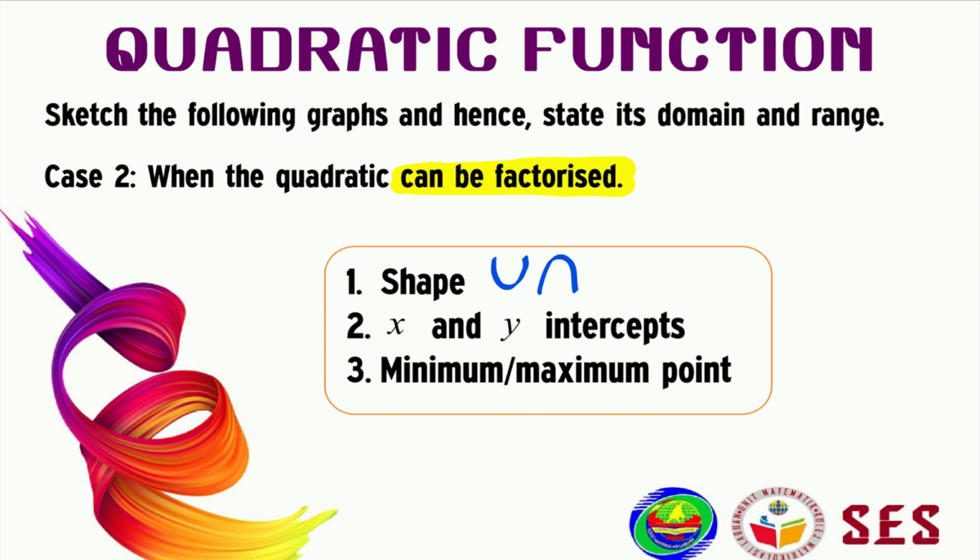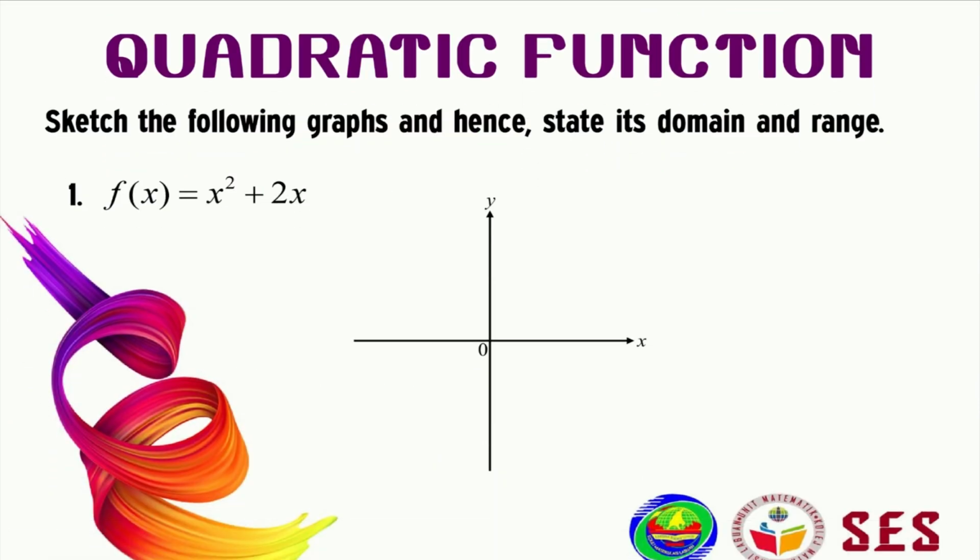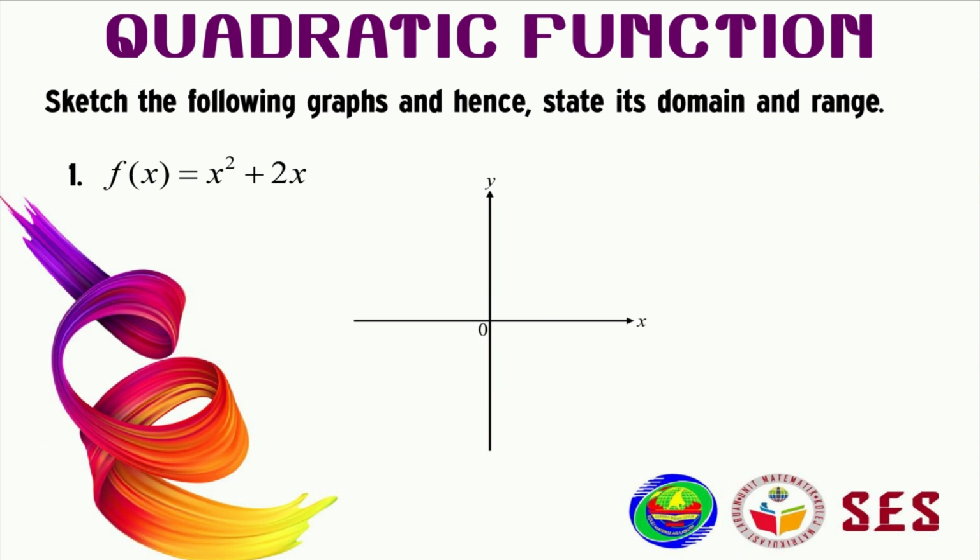Since we have a minimum or maximum point, which means we have points of x and y. So this x coordinate can be obtained easily by calculating the midpoint of the two x-intercepts. We'll see this in the example later on. Alright, so let us consider the first question. We have the same instruction, which is sketch the following graph and hence state its domain and range. So we have here f(x) equals x squared plus 2x.